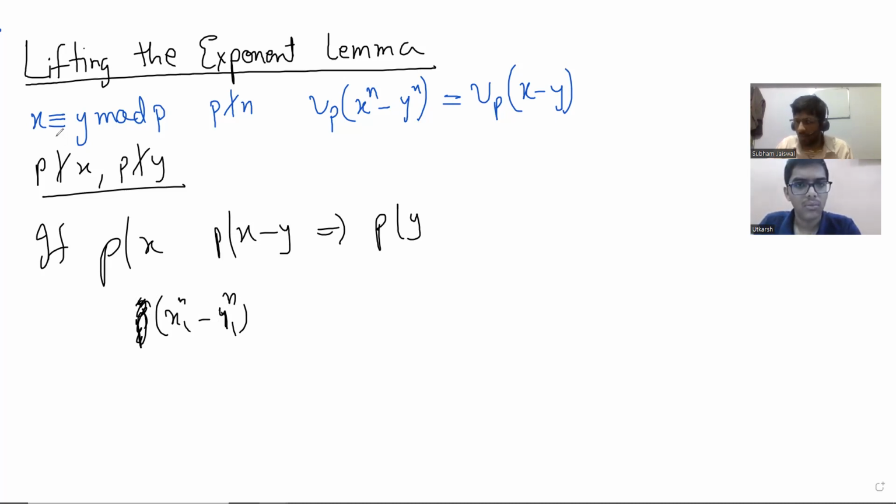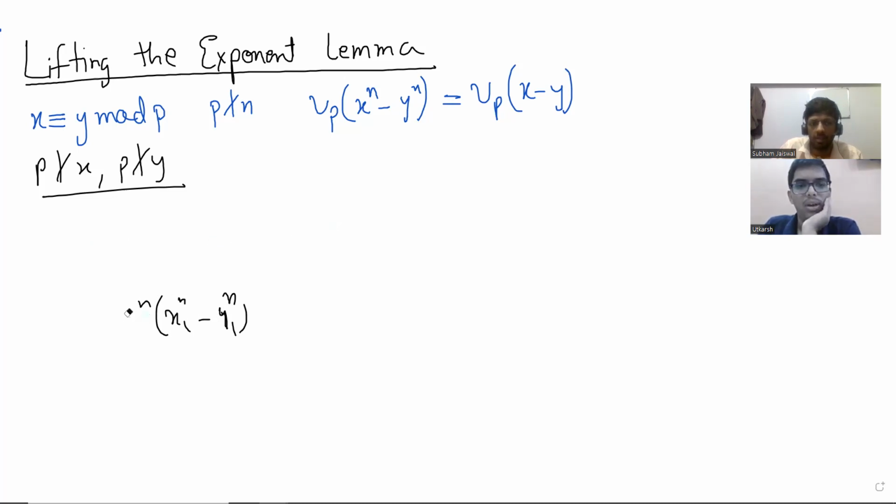Otherwise p will not divide x minus y, and then that's also uninteresting. So this is an uninteresting case; we pull out the powers and say p doesn't divide x and y. That's just a simplification. It's not meant to complicate the problem.